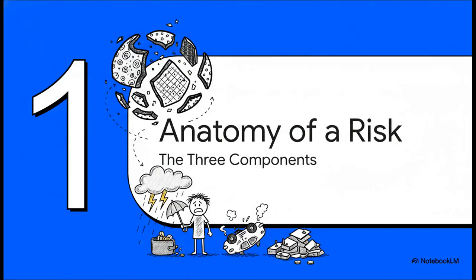You see, every single risk, and I don't care how big or small, has an anatomy, a structure. And it's really just made of 3 core parts. Now, to make this super clear, we're going to follow the story of someone we'll call Alex, who is having, well, a very, very bad day. And we'll see exactly how these pieces all fit together.